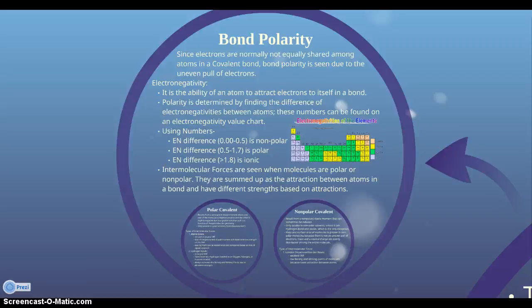Now polarity is determined by finding the difference of electronegativities between atoms. These numbers can be found on an electronegativity value chart. It's pretty simple, just like the pretty rainbow one that I have found for you guys. You can find exact numbers on that, or you can basically just predict bond polarity, which is pretty simple too, if you know how to use the electronegativity periodic trend. Where you go right across the periodic table, the EN numbers increase, and if you go up a group, they increase. So fluorine has the highest.